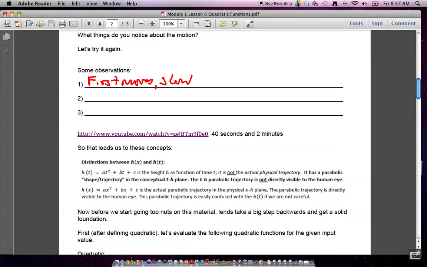See that moment where it kind of slows down up at the top? Watch it again. Okay? You see that shape like this? See that? Watch it one more time. See that? That's called a parabola. We'll talk a lot about parabolas this year. Yep, parabola. P-A-R-A-B-O-L-A. Next. First moves, very slow. And then it speeds up. Okay? Those are the two big observations I want you to make.